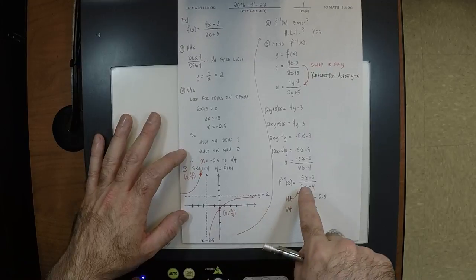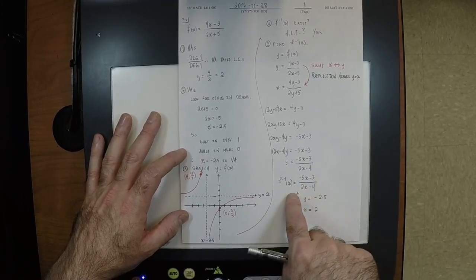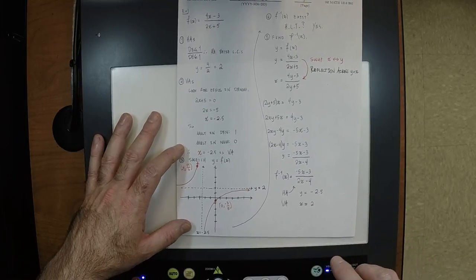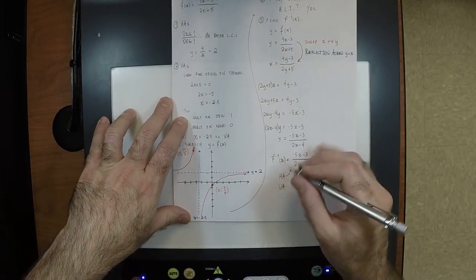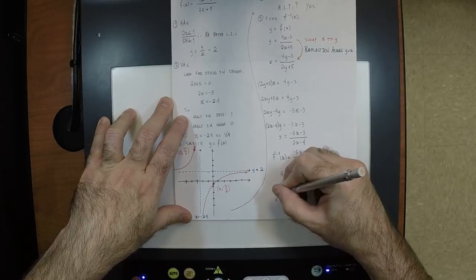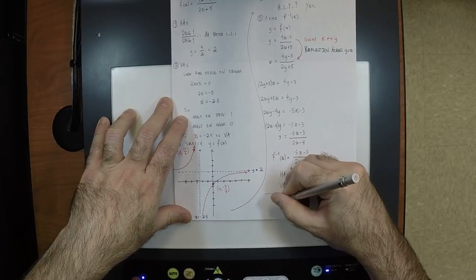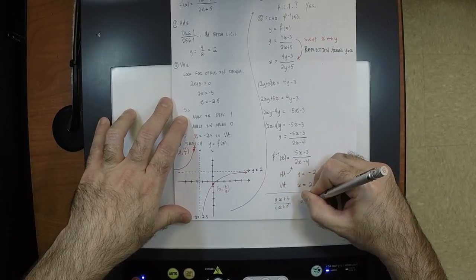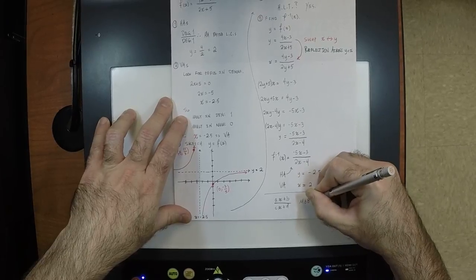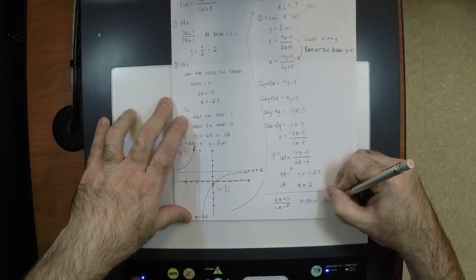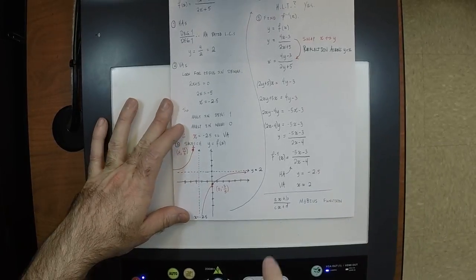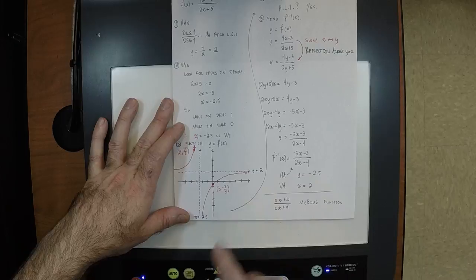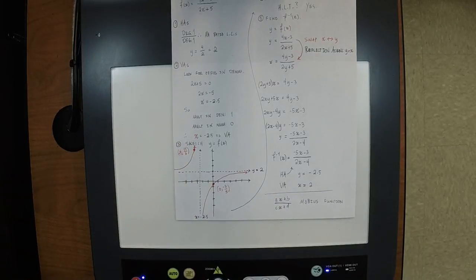These kind of functions that look like ax plus b over cx plus d are so important that they have their own name among mathematicians. It's not necessary for you to know it, but just for those of you who like to know that kind of thing, such functions that look like ax plus b over cx plus d are called Mobius functions. And it's interesting that the inverse of a Mobius function is itself a Mobius function. Interesting.